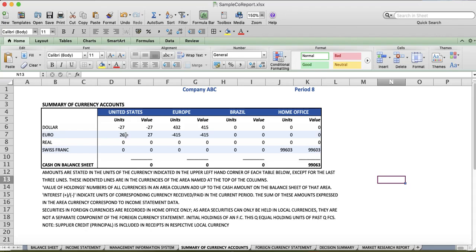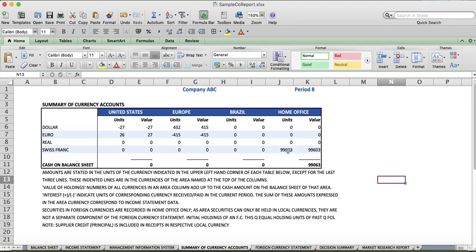We see that the values of these 26,000 euros is worth $27,000. So the 27, and then it's 0. The same goes essentially in the US, where they have the positive balance of dollars in Europe and a negative overdraft of euros in Europe.